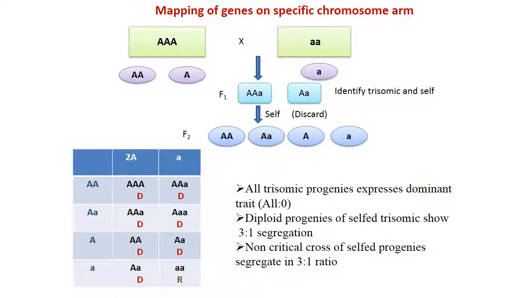Coming to mapping of genes on a specific chromosome arm. For this, again the trisomic is crossed to a normal recessive disomic. In the F1 we should identify the trisomics and self them. After selfing, all the trisomic progenies expressed dominant traits, that is, all dominant and no recessive. Diploid progenies of selfed trisomics show 3:1 segregation. Non-critical cross selfed progenies segregate in a 3:1 ratio.